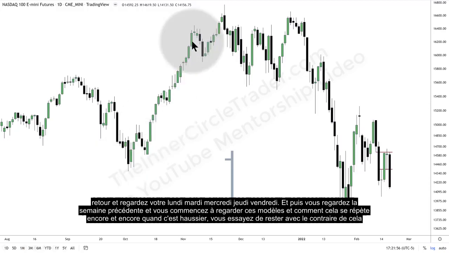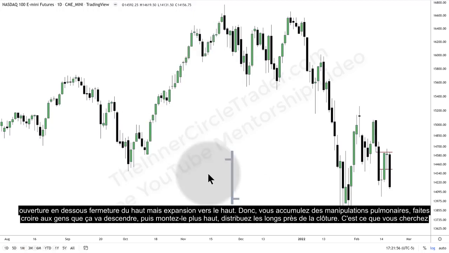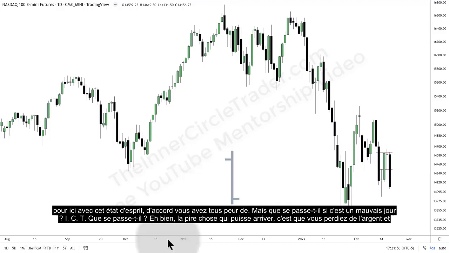When it's bullish, you're trying to stay with the opposite of this. Open near the low, close near the high, but expansion to the upside. So you accumulate longs, manipulate, get people thinking it's going to go lower, and then ram it up higher. Distribute the longs near the close. That's what you're looking for here.